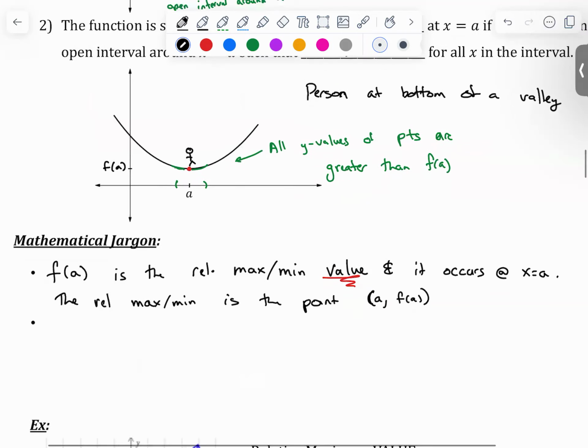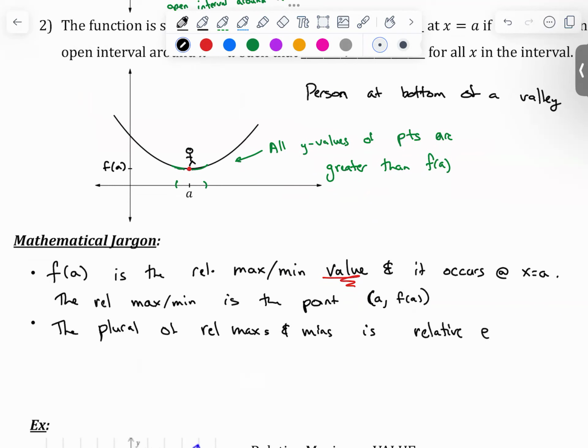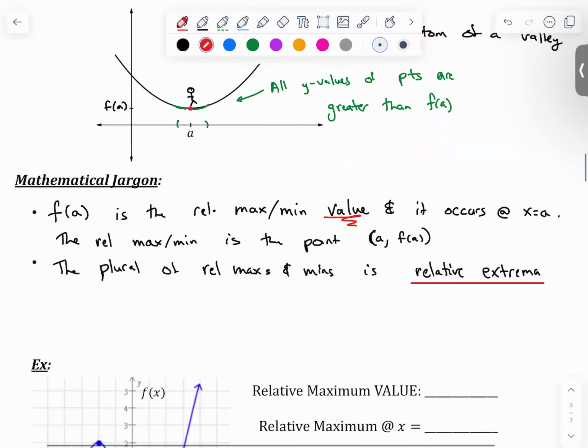Anyways, the second bullet point is that the plural of relative maxes and mins is relative extrema. So sometimes you'll see people say find the relative extrema. That means find the relative maximums and relative minimums. So if you see that in a textbook, or a teacher says that, they mean the relative maximums and minimums.